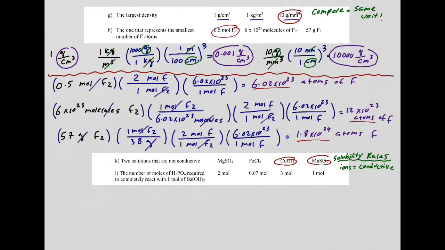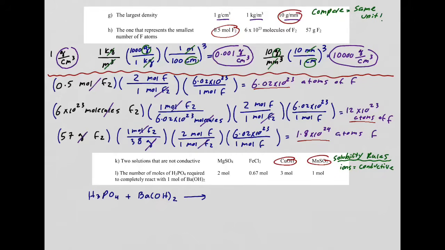In this problem, it says the number of moles of phosphoric acid required to completely react with 1 mole of barium hydroxide. What do you need for this? You need a balanced reaction to see what the mole ratio is. We have phosphoric acid that is reacting with barium hydroxide. Before we can do a mole ratio, we need a balanced equation.